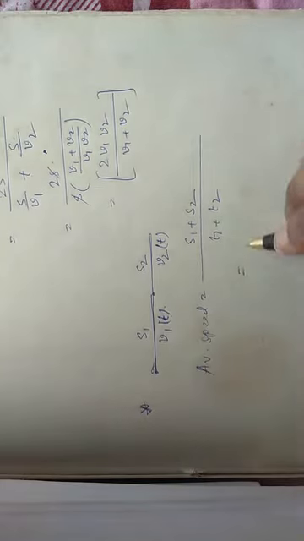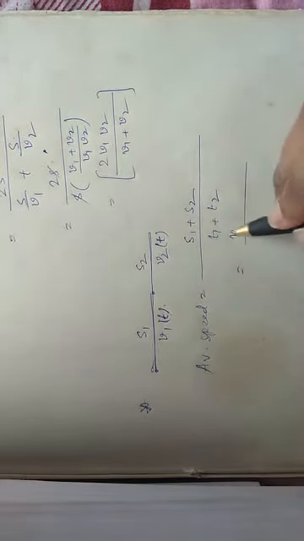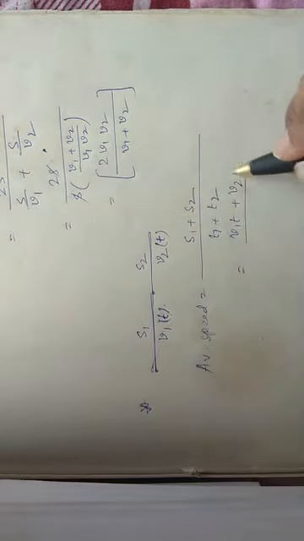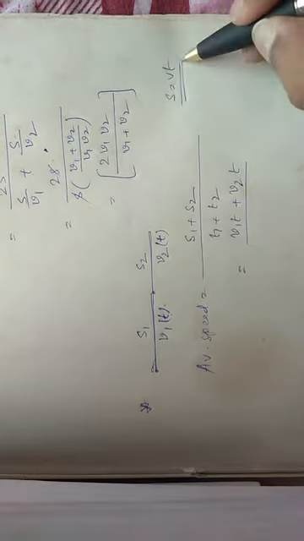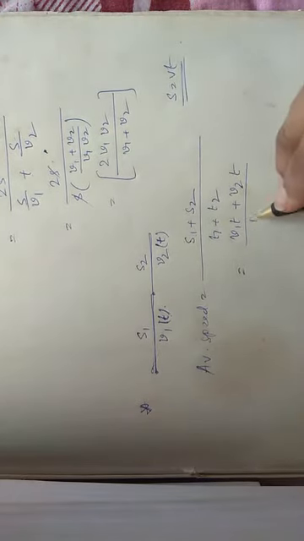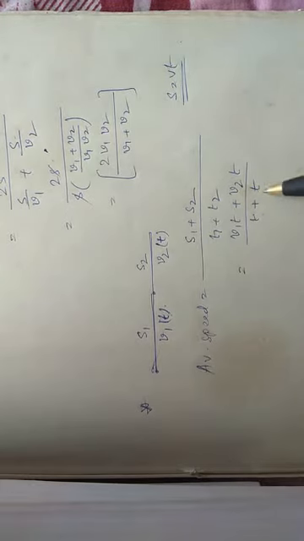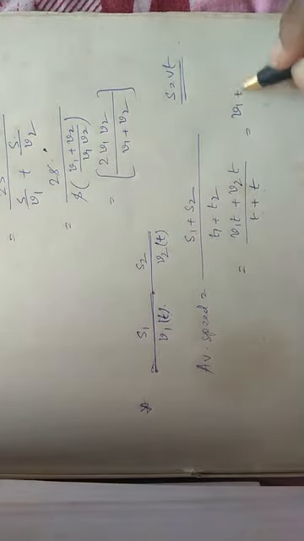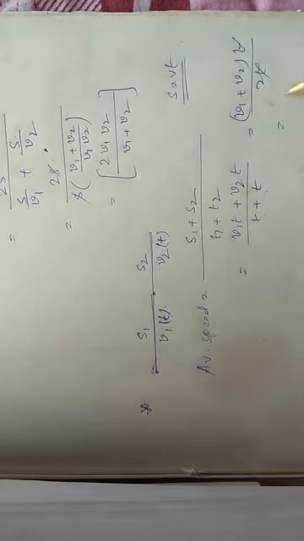So in place of s1 we can write v1 t, in place of s2 we can write v2 t. From the formula, average speed is equal to (v1 t plus v2 t) by (t plus t), because the times taken are the same. So (v1 plus v2) into t by 2t, t gets cancelled, so the answer is (v1 plus v2) by 2.